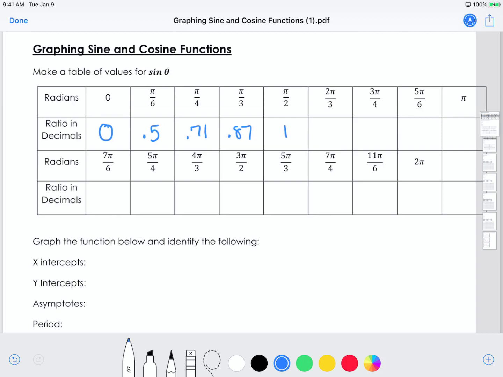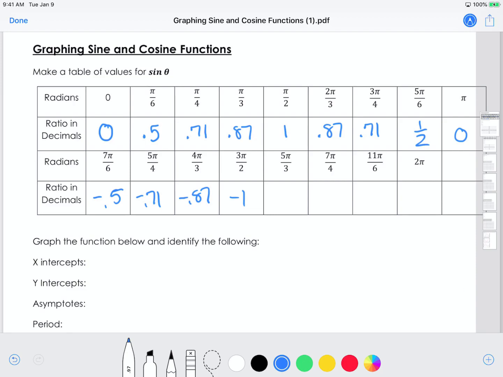At 2 pi over 3, we would have 0.87. At 3 pi over 4, it would be 0.71. At 5 pi over 6, it would be 1/2. And then at pi, it would be 0. At 7 pi over 6, it will be negative 0.5. Then at 5 pi over 4, it would be negative 0.71. And at 4 pi over 3, it would be negative square root of 3 over 2, which would be negative 0.87. And then at 3 pi over 2, it would be negative 1.